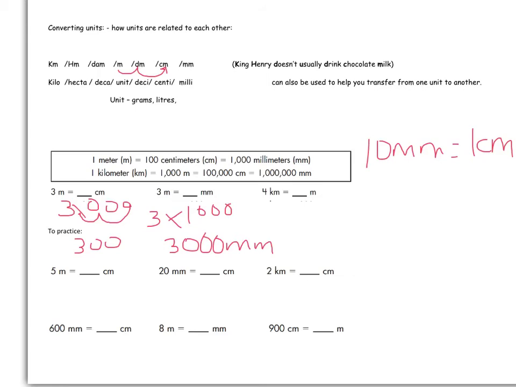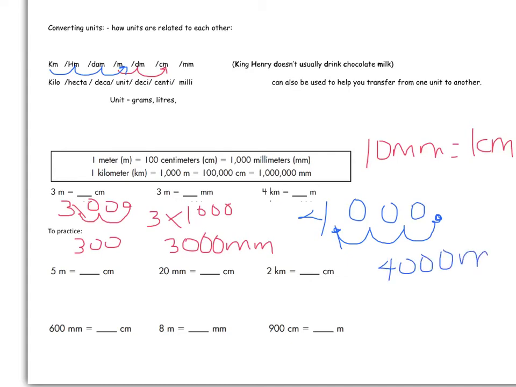Kilometers to meters, I'm going to use my rhyme again. I'm going to change my color here. Kilometers to meters, 1, 2, 3 jumps to the right. Again, I have 4 here. My decimal is after the ones place. And I'm jumping 3 to the right. 1, 2, 3. Here's my new decimal. Get rid of that one. Fill this in with zeros, so it would be 4,000 meters. Now you're going to press pause and you're going to practice with these ones.